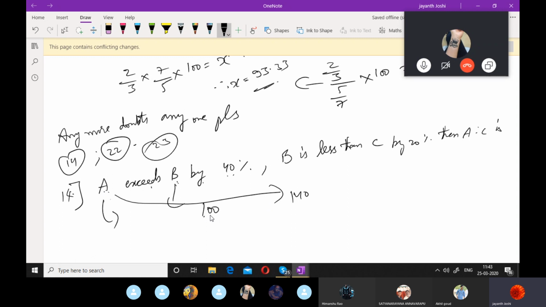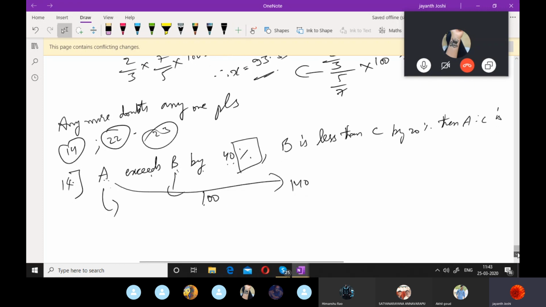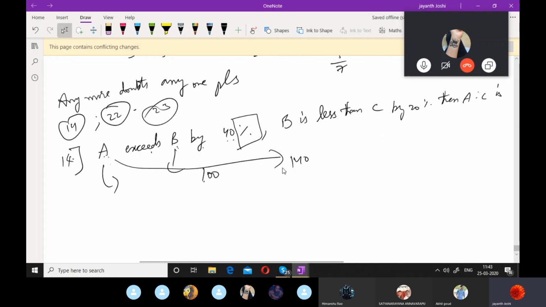And why am I taking B as 100? Why not X? Some people will be having a doubt here. Sir is not taking X, why is he taking 100? Whenever we speak about percentages, always it is good to assume 100. That makes the problem very easy for you to solve. So I got A value, I got B value. Now what is the question? So now A exceeds B by 40%. B is less than C by 20%.